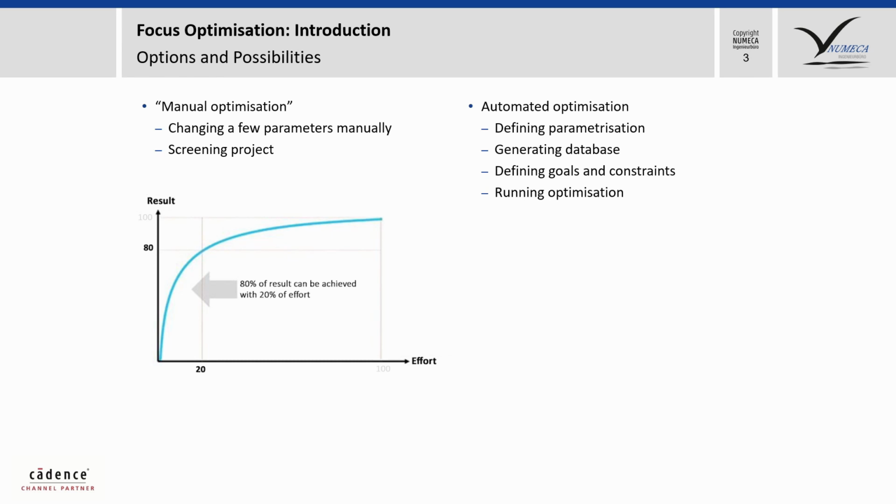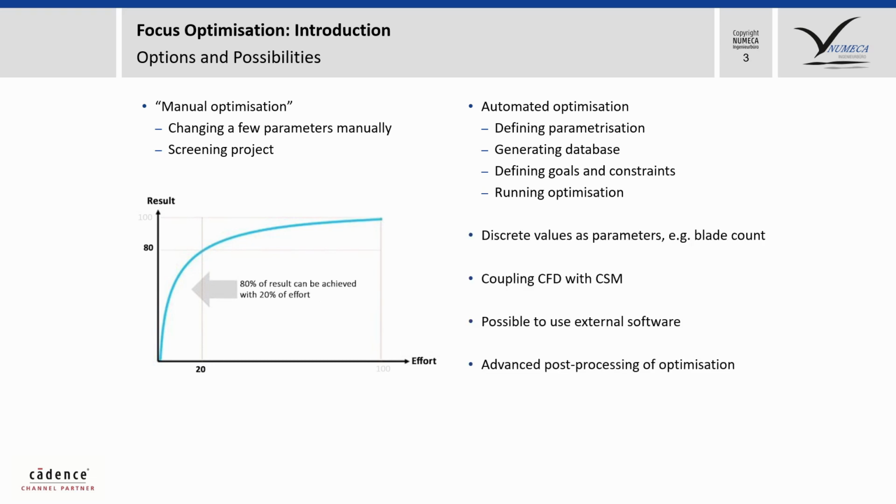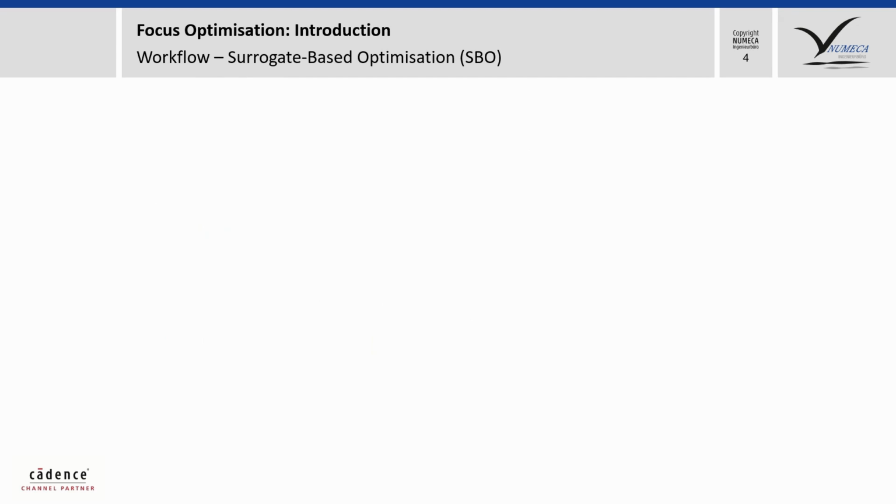So in the beginning we are defining our parameters, we are generating a database, we're defining goals and constraints, and we let the optimizer run and do its job. We can also do parameterization with discrete values. So for example the blade count, if you think of a turbo machine. We can couple CFD with structural mechanics. We can even use external software if you want to. And in our optimization tool we have an advanced post-processing. How that works in detail we will show in the next weeks with small life hacks to each topic.